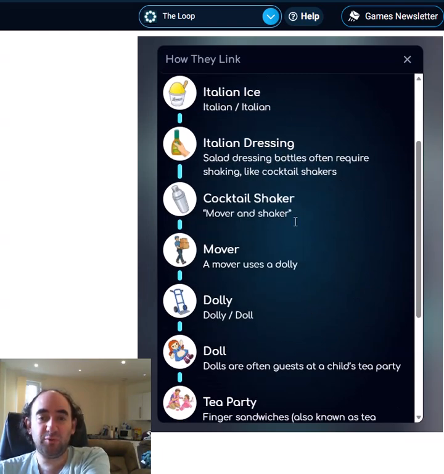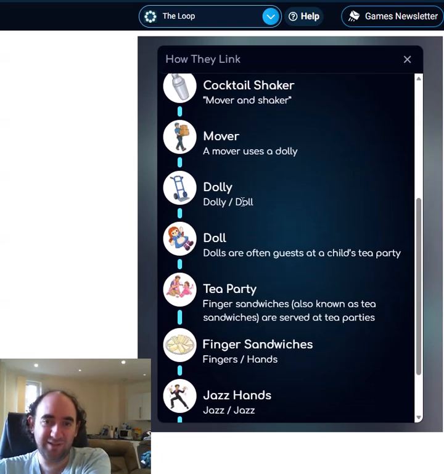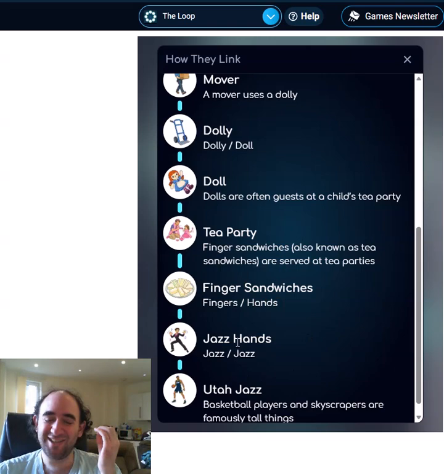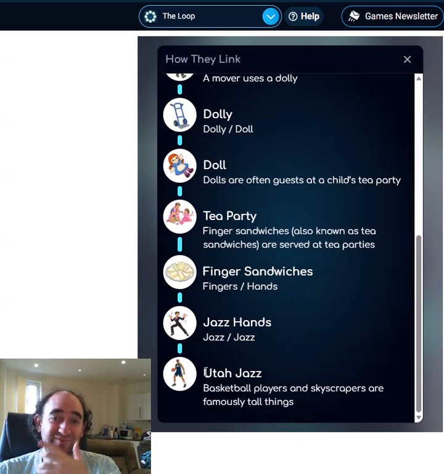The phrase mover and shaker is a thing, which is why the mover is next to the shaker. He uses a dolly, we worked that out. A doll and a doll, we eventually worked that out. They're often guests at a child's tea party. Finger sandwiches are served at tea parties. Fingers and hands, and jazz, and then tool and tool.